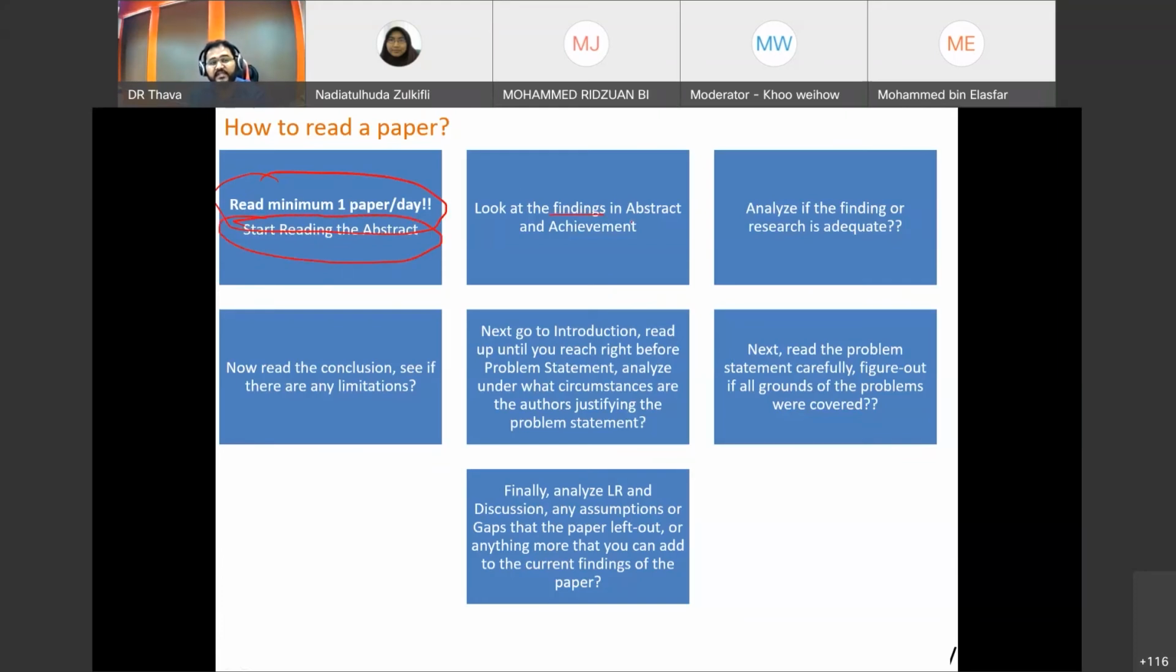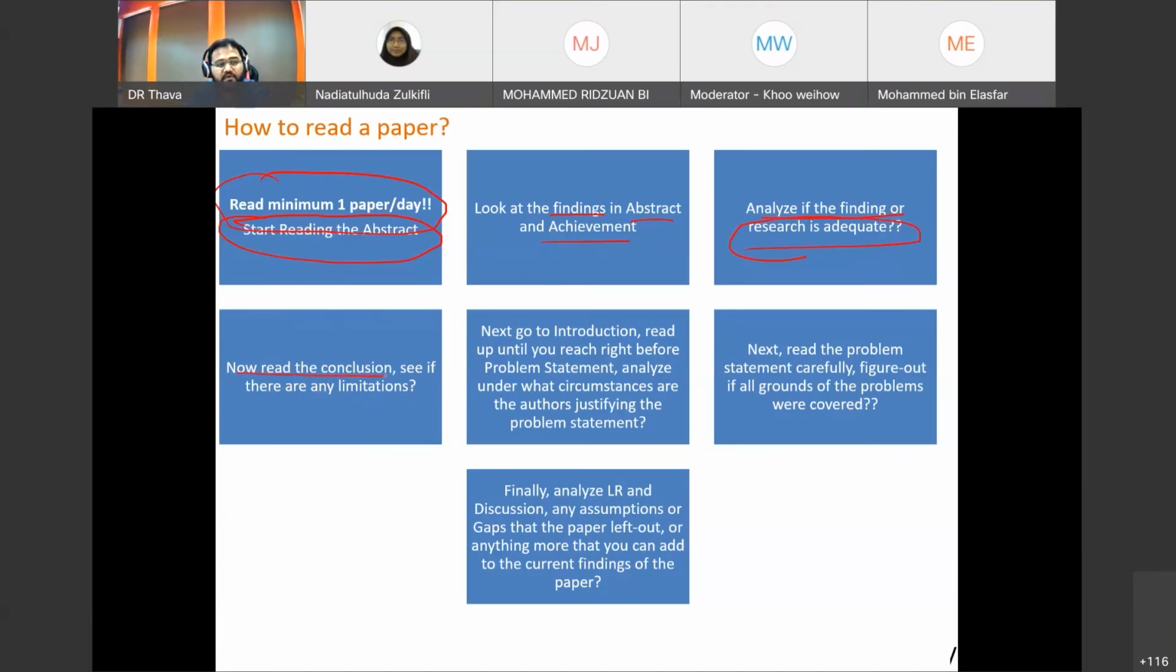Look at the findings and achievements part of your abstract. See whether it's related to you first or not, before you choose to read the whole thing. Don't waste your time by reading the whole thing. Go step by step. Findings and achievements should tell whether it's related to you or not. Not related, throw away. Related, continue. Analyze if the findings or research is adequate within the abstract, and within the line of the subject that you want to look into.